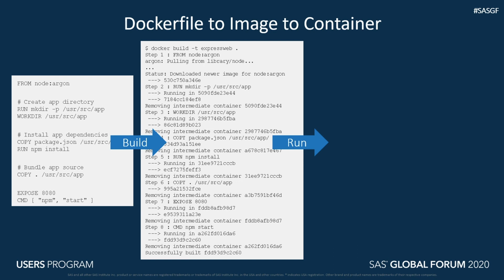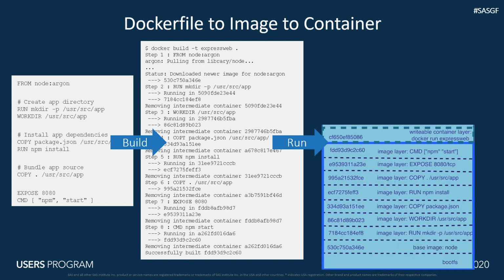We then go to run it. If we run from an image, we get that writable layer on top of that. Notice here that we had a set of layers in our image that corresponded to some of the different things that we would be doing maybe in a Dockerfile.